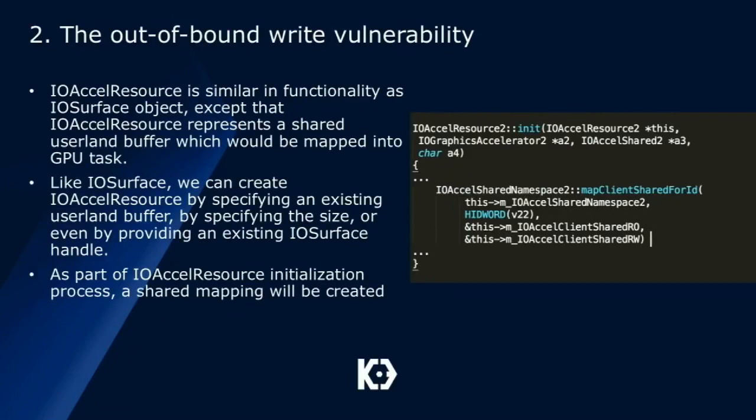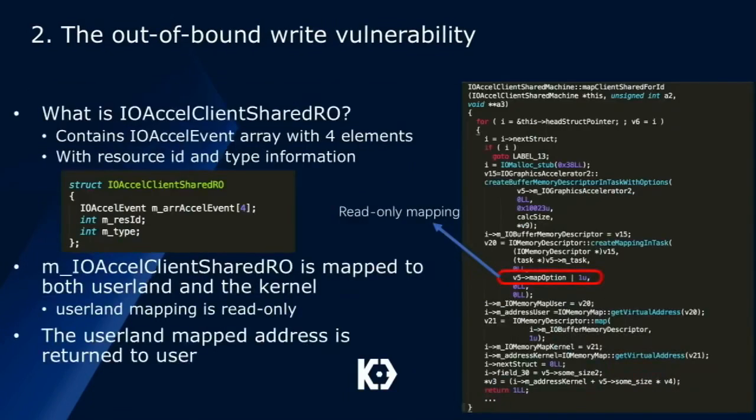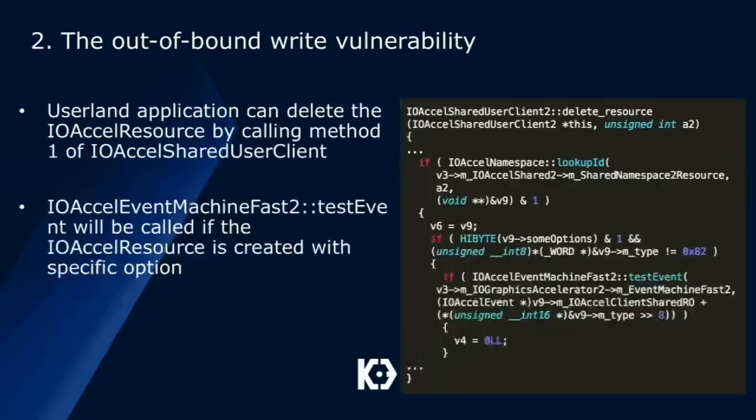During the initialization process, a shared mapping will be created. This shared mapping is called I/O axial client shared I/O. This object contains an I/O axial event array with 4 elements, with the resource ID and its type information. The whole object is mapped into both userland and the kernel, and of course, the userland mapping is read-only. This address will also be returned to the userland applications, so the user will know the address of it.